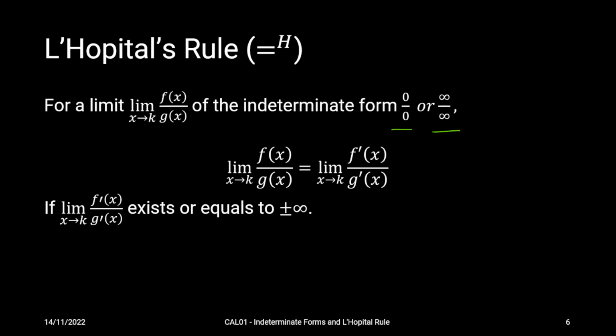So, the limit of f of x over g of x is equivalent to the limit of f prime of x over g prime of x, if this limit exists or equals positive or negative infinity. So, makukuha natin yung sagot ng ating limit by getting the derivative of the numerator and the denominator.